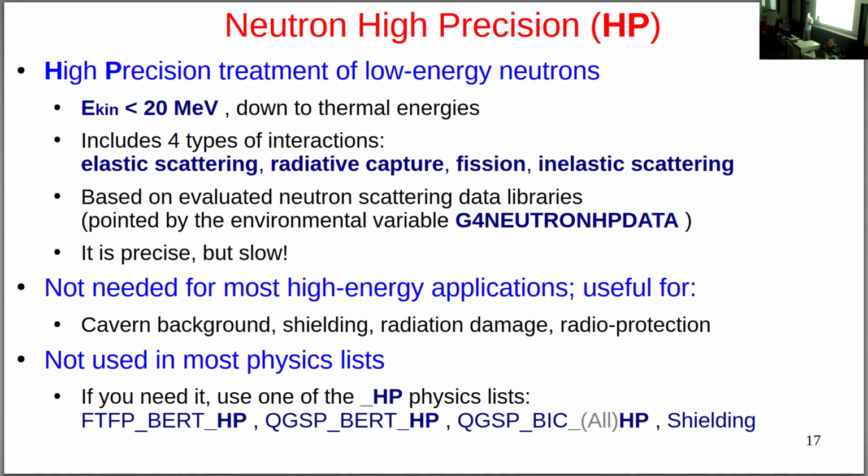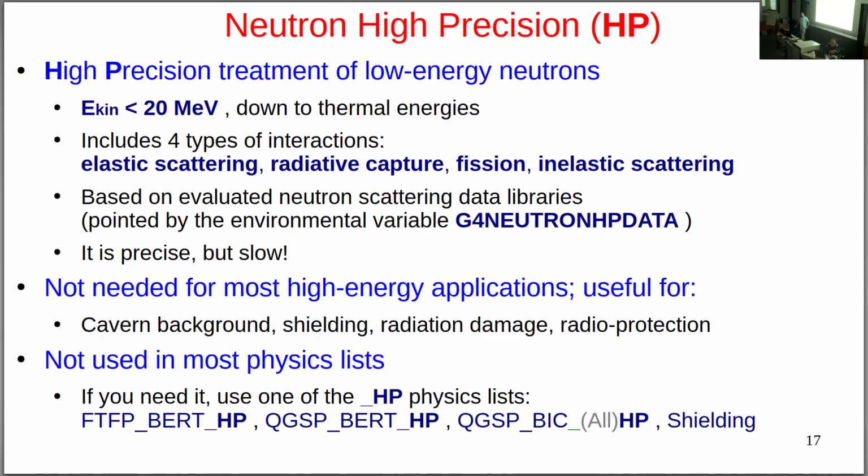As I said, neutrons, for historical reasons, are a bit of an exception in Geant4 in the sense that they have 4 hadronic processes, not only elastic and inelastic, but also radiative capture and fission. So elastic, radiative capture, fission, and all the remaining is inside, again, inelastic scattering. And this is one of the cases where there is a lot of data that is read in at initialization when you use this HP, and it is pointed to by this environment variable that in most cases you don't even need to know, but it is G4NEUTRONHPDATA.